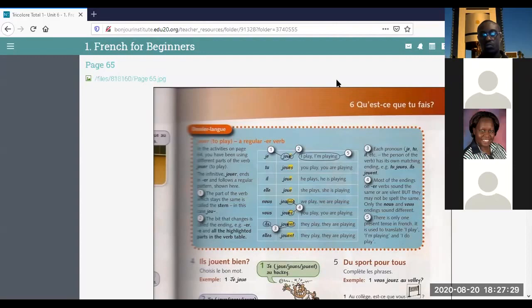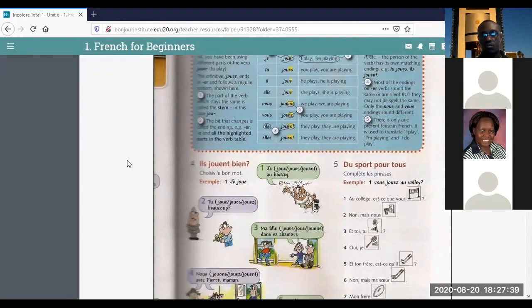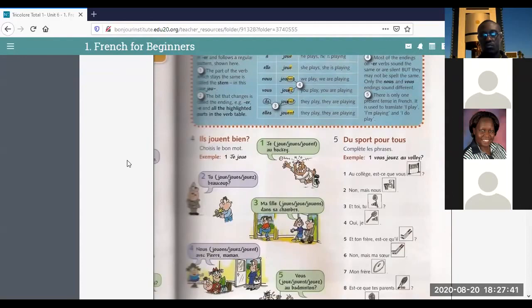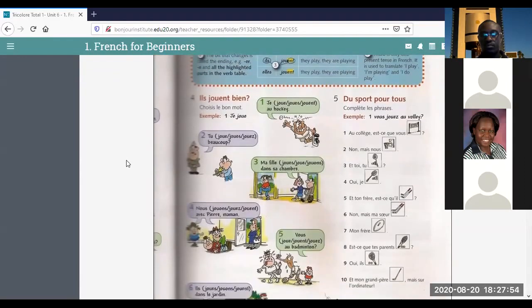Okay, très bien. That means if you look at the exercise that follows, number 4, Il joue bien. On choisit le bon mot. Choisis le bon mot, that is, choose the right word. For example, when you look at number 1, you can see we have been given three options, and we are supposed to choose one according to the subject. When you see je, you automatically know that you must pick the first person from the options given.